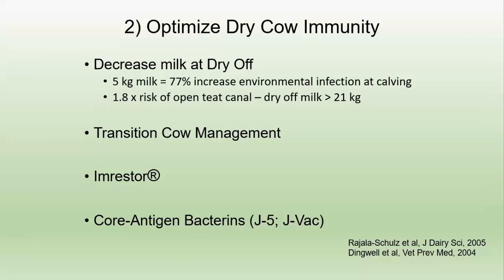Transition cow management, as any dairy producer or manager knows, is a critical part of a dairy herd health program. Cows who are more at risk due to negative energy balance also have an impaired immune function, and as well will have greater risk for clinical mastitis. There are products such as Imrestor, newly on the market, that is supposed to enhance immune function, or core antigen bacterins, such as J5 and J-Vac. It's important to talk with your veterinarian about these options, because this will have to be tailor-made into each herd program.